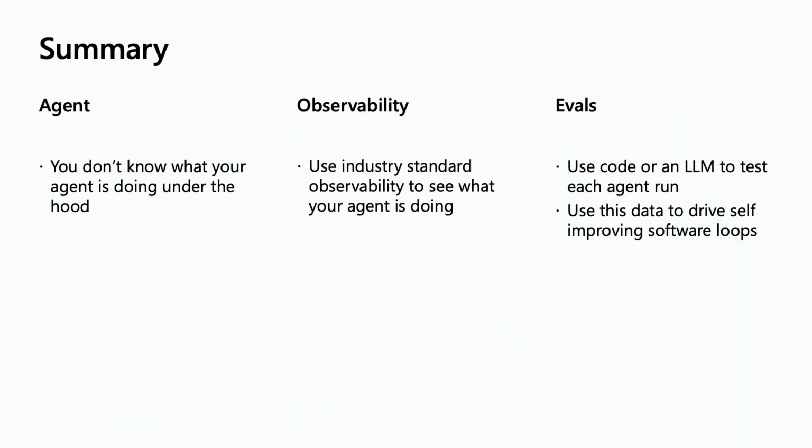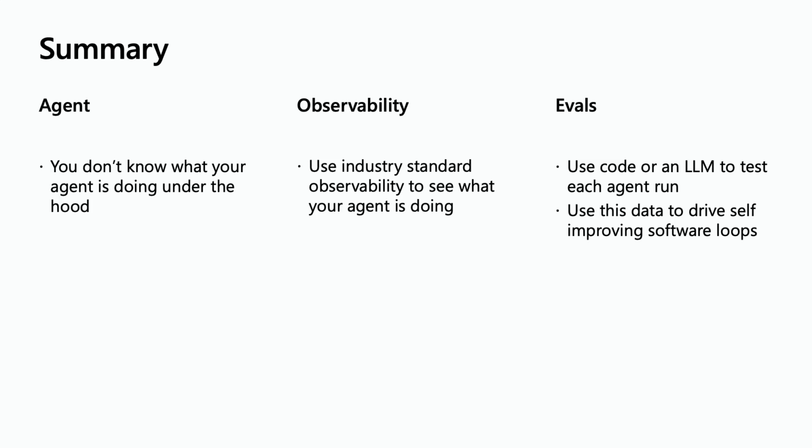So what have we talked about today? When you have an agent, it's a black box. You do not know what it's doing. You need to add observability so you can see what it's doing. There's industry standards for this. Open Inference is the industry standard for doing this. This gives you the view on what you're doing.